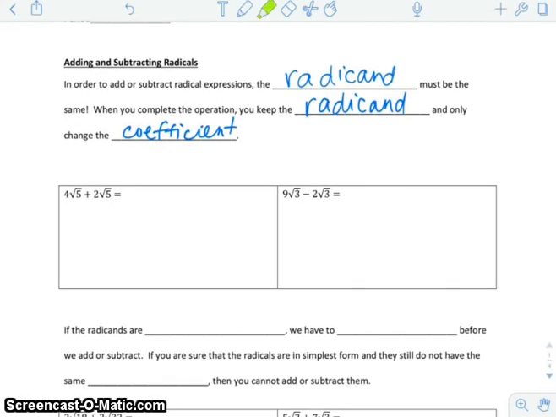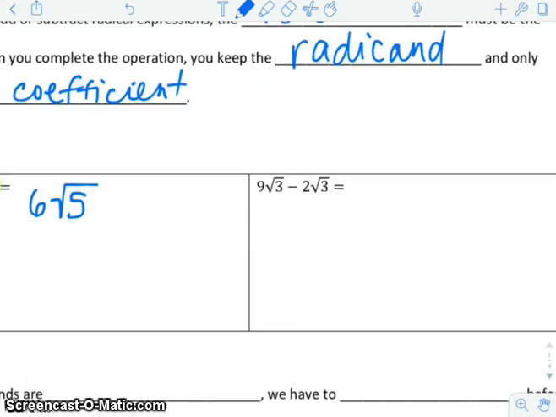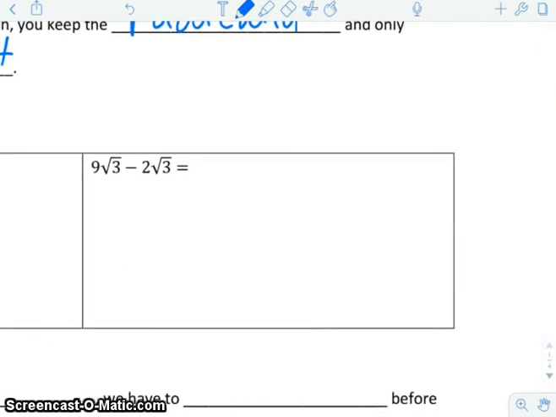Our radicands are the same, the number under the radical. So I have 4 radical 5 plus 2 radical 5. That gives me 6 radical 5. Notice that I didn't change the radicand, I just added their coefficients to perform whatever operation is between the radicals.